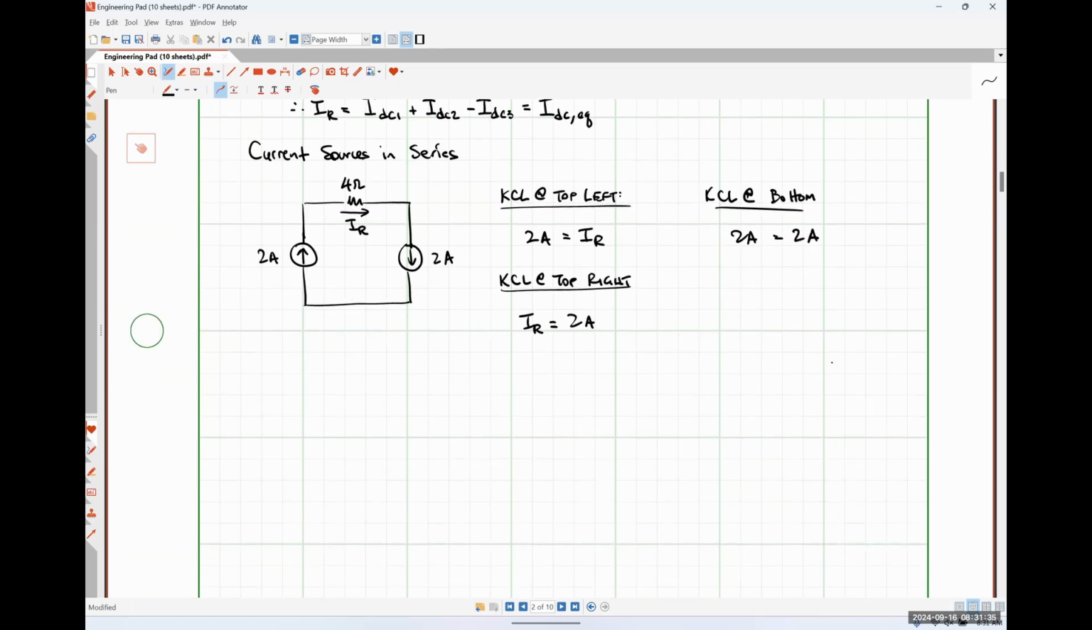But if I had a situation like this, where I have a 2 amp source, my same 4 ohm resistor through which a current IR is flowing, and then now I put a 3 amp current source on this side, KCL at the top left would give me what?